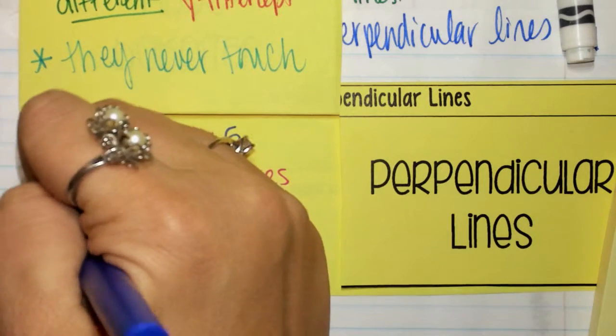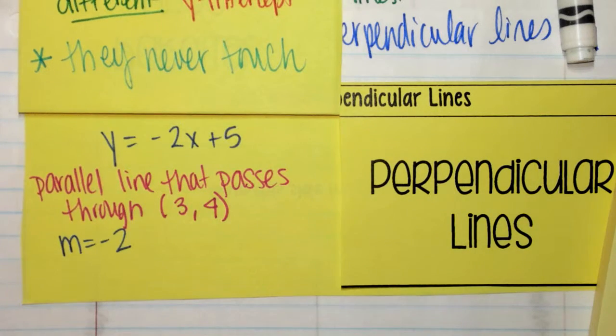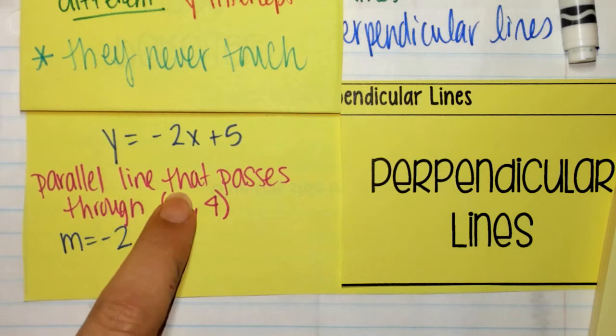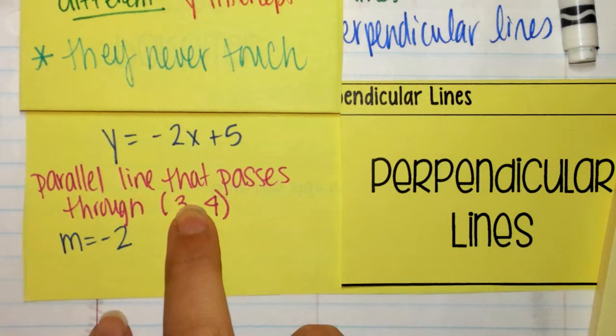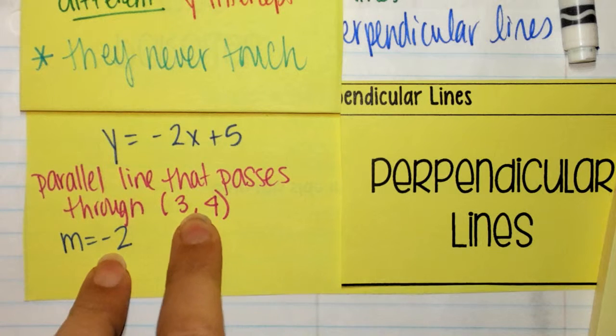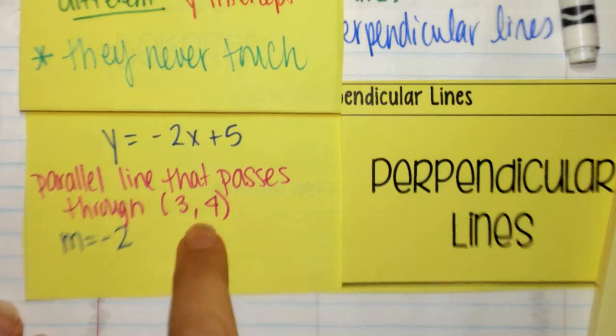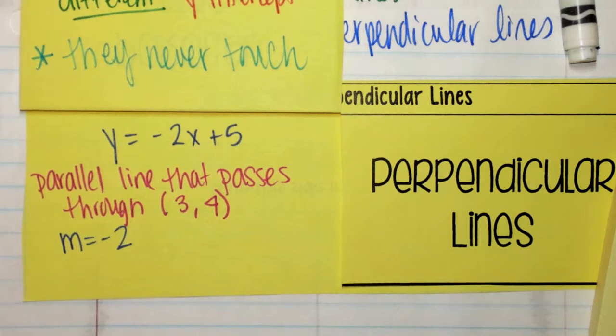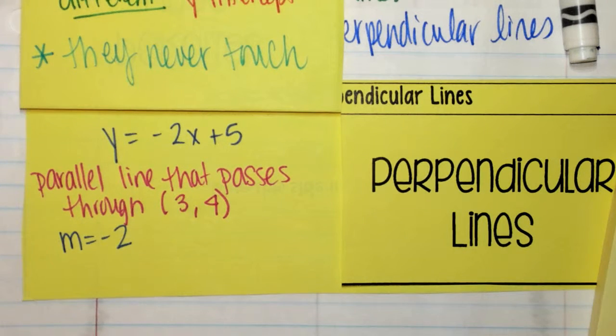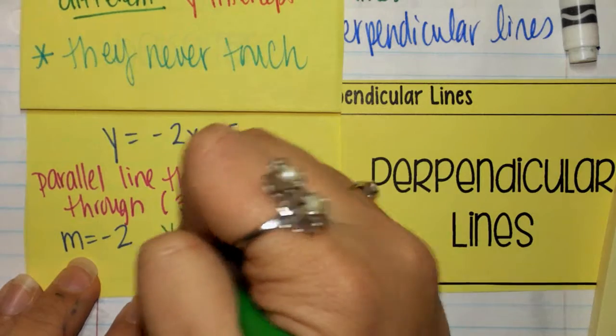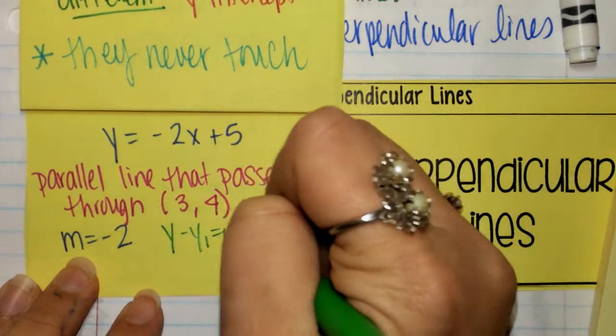Negative 2. Good job. Alright, so we're trying to find the parallel line. We have the parallel line with a slope of negative 2 and a point of 3, 4. We know how to write an equation of a line in point-slope form. That's what we've been doing. And we have a point. We have a slope. Write that bad boy in point-slope form and be done. What is point-slope form? y minus y1 equals slope times x minus x1.